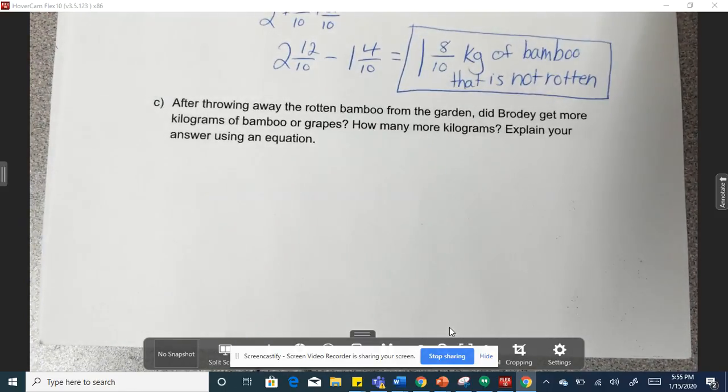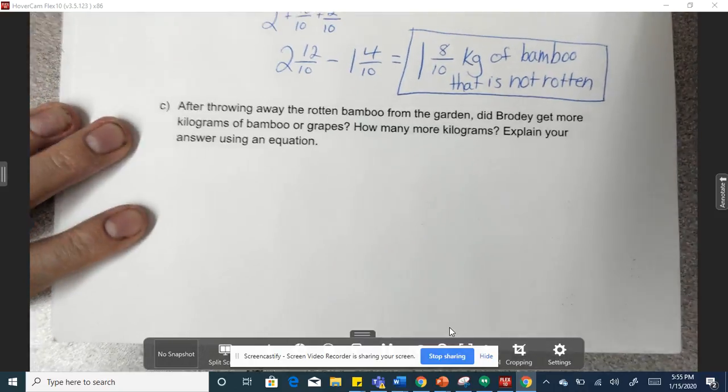After throwing away the rotten bamboo from the garden, did Brody get more kilograms of bamboo or grapes? How many more kilograms? Explain your answer using the equation. So I'm trying to think back to how many grapes he has.